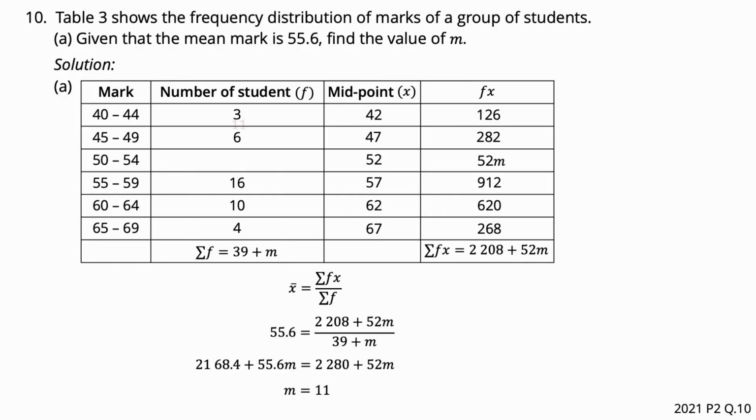Replace M with 11. And 52 times 11 equals 572. The sum of frequency is 50 and the sum of Fx is 2780.